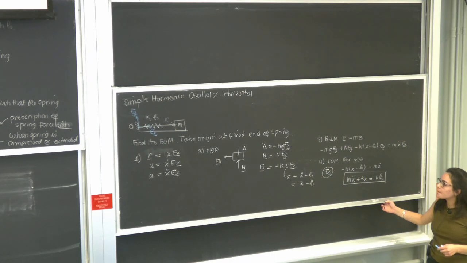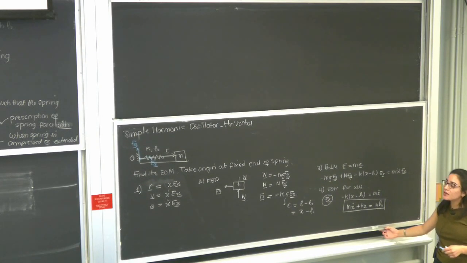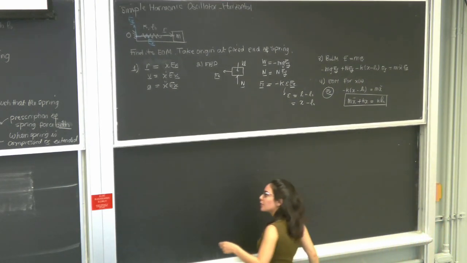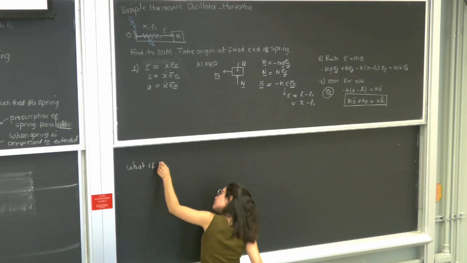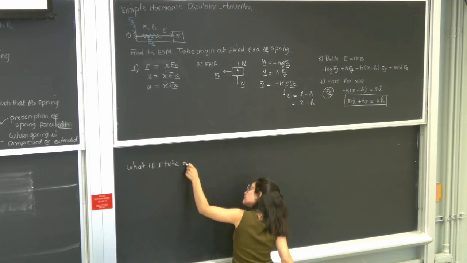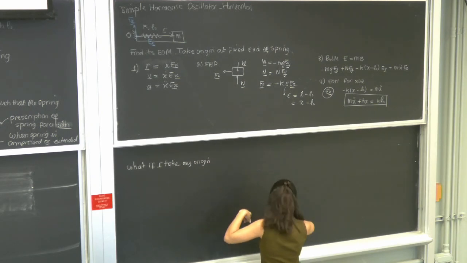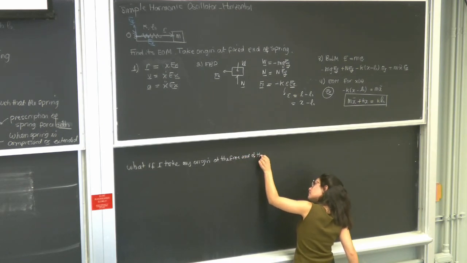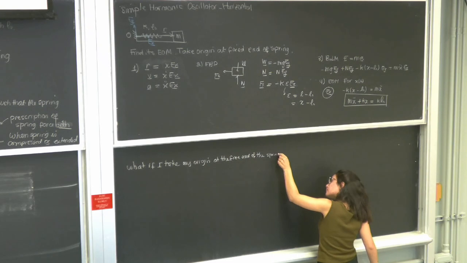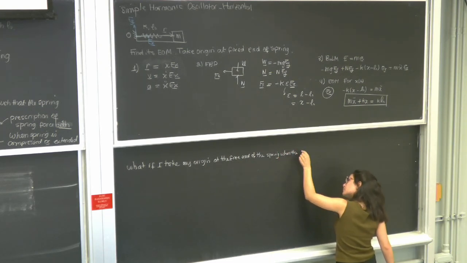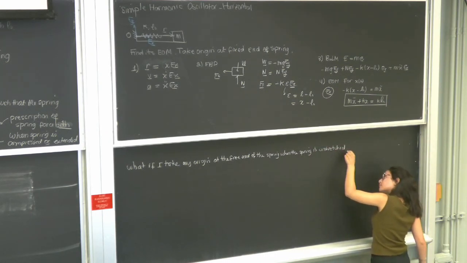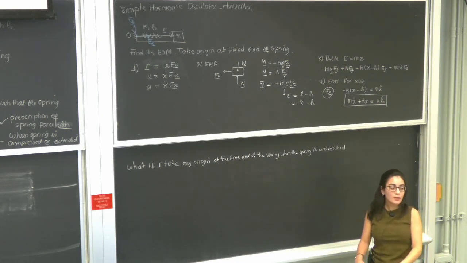Now, any questions? What do you think would happen if instead of taking my origin to be at the fixed end of the spring, I take my origin at the free end of the spring? What if we take our origin to be at the free end of the spring when the spring is unstretched?